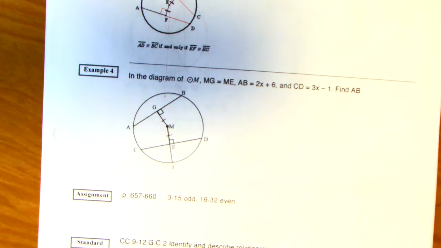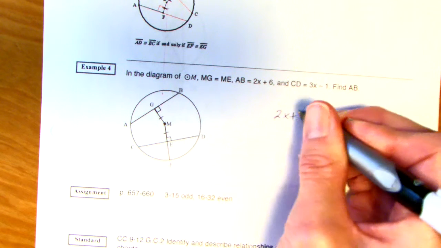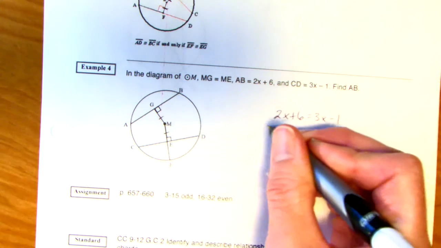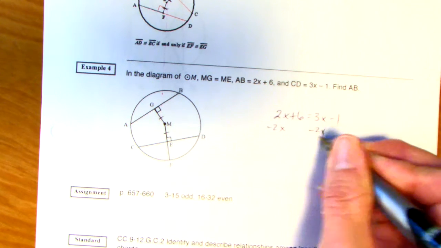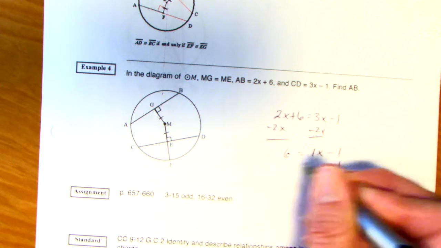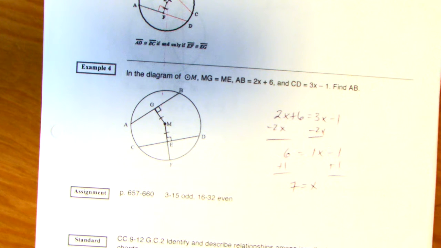All right, so here we go. Example 4. In circle M, you have MG is the same measure as ME, and AB is equal to 2x plus 6, and CD is 3x minus 1. Find AB. Well, if these two are equidistant, that means those are the same, so set them equal to each other. 2x plus 6 is equal to 3x minus 1. And this is why that was in our warm-up. Subtract 2x on both sides. 6 is equal to 1x minus 1. Add 1 to both sides. X equals 7. I know, it sounds simple.